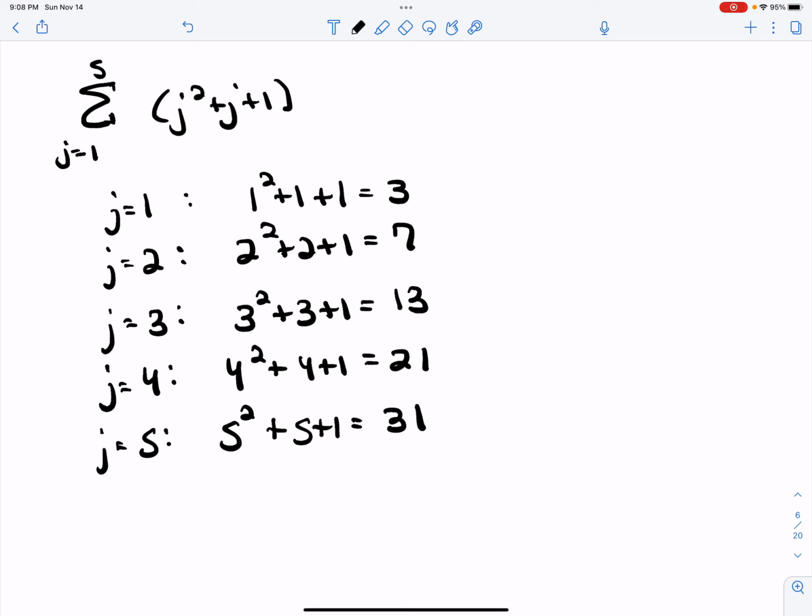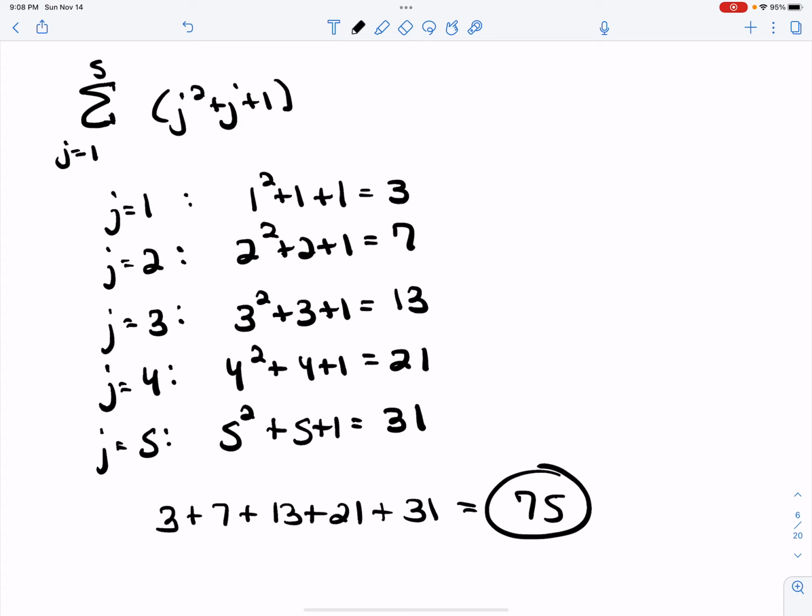So we just found the terms in the sequence, but we're trying to do a series here, so we've got to add those up. We've got to do 3 plus 7 plus 13 plus 21 plus 31. And that comes out to 75. So that's your answer after you add all those up.